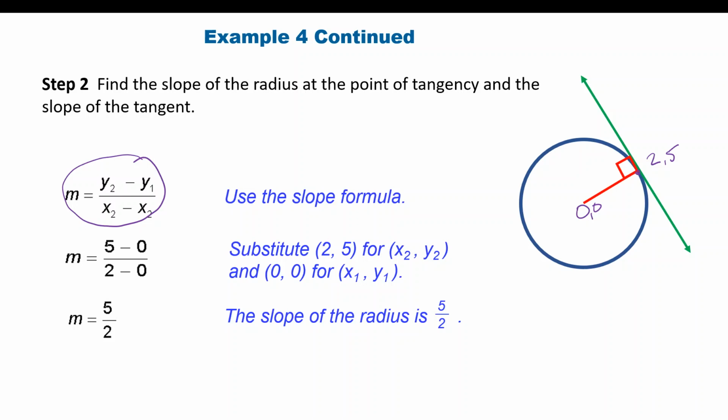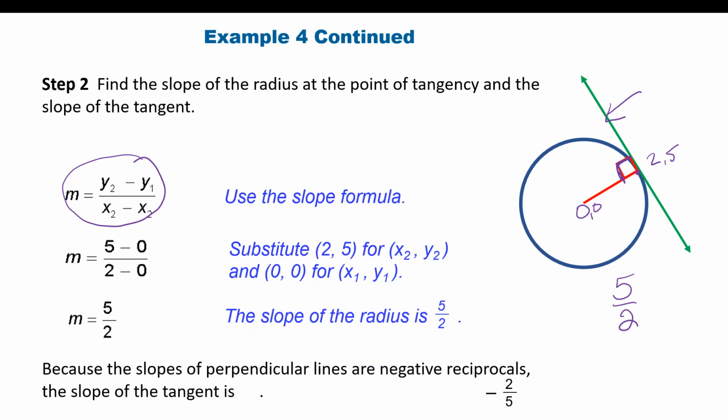Now don't forget that if the slope of the radius is 5 over 2, the slope of the tangent, because it's perpendicular, is going to be the negative reciprocal. So the slope of the tangent is going to be negative 2 over 5. It's the opposite reciprocal. When we have opposite reciprocals, we have perpendicular lines.